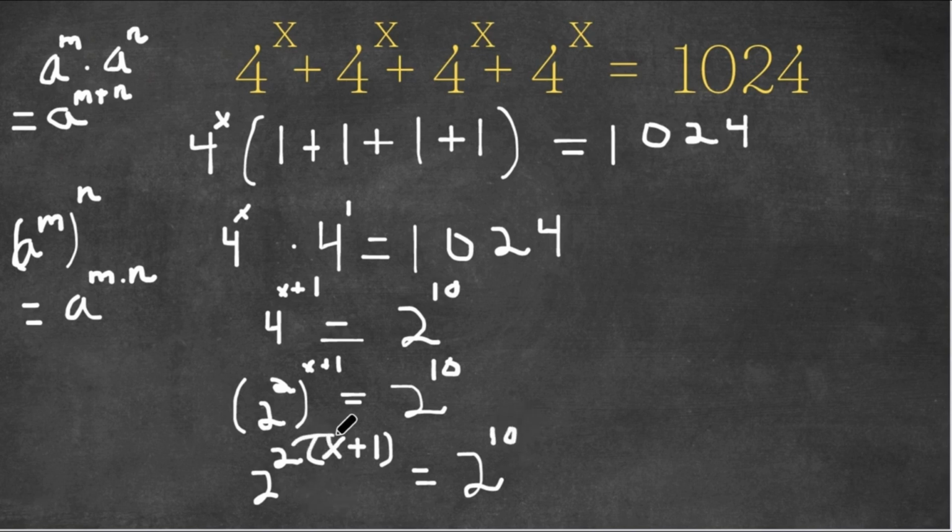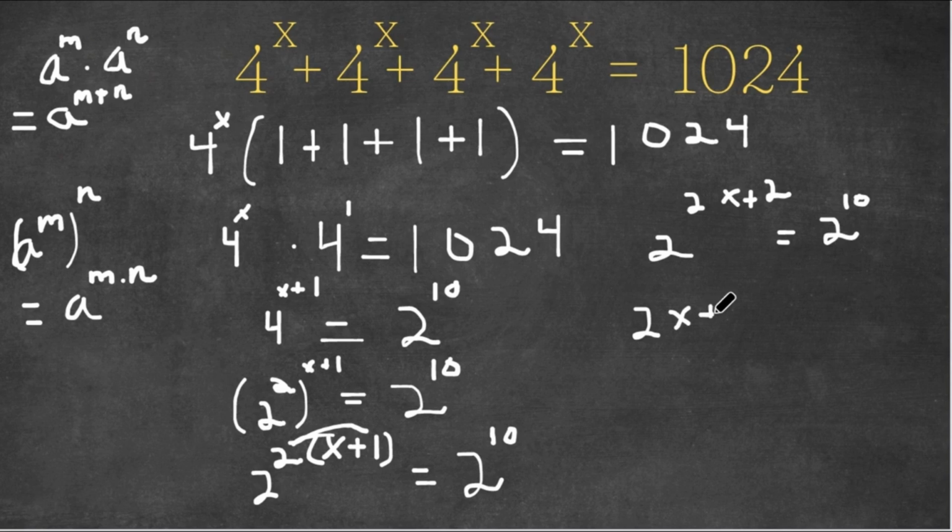Now, we're going to have to distribute this 2 to all the terms in our parentheses. So now 2 times x is 2x, and 2 times 1 is 2. So we have 2 to the power of 2x plus 2, and this is still equal to 2 to the power of 10. Now, if you notice, both our bases are the same, meaning our exponents have to be the same as well. So that means that we have 2x plus 2 is equal to 10.